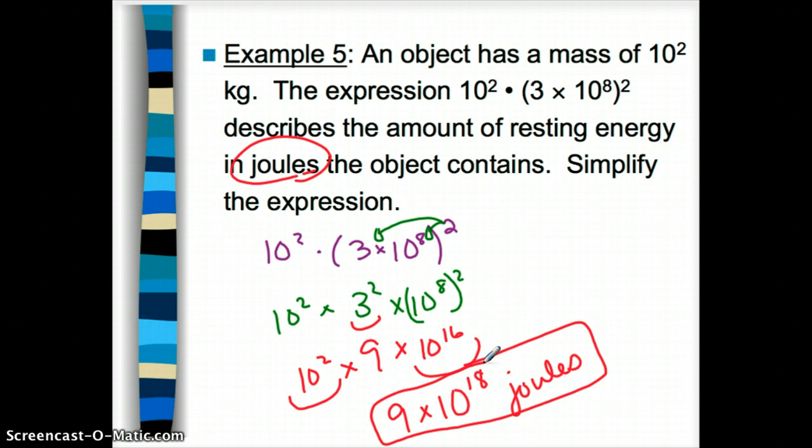All right. I hope that you can enjoy manipulating these expressions and getting them into simple form, and we will practice more.